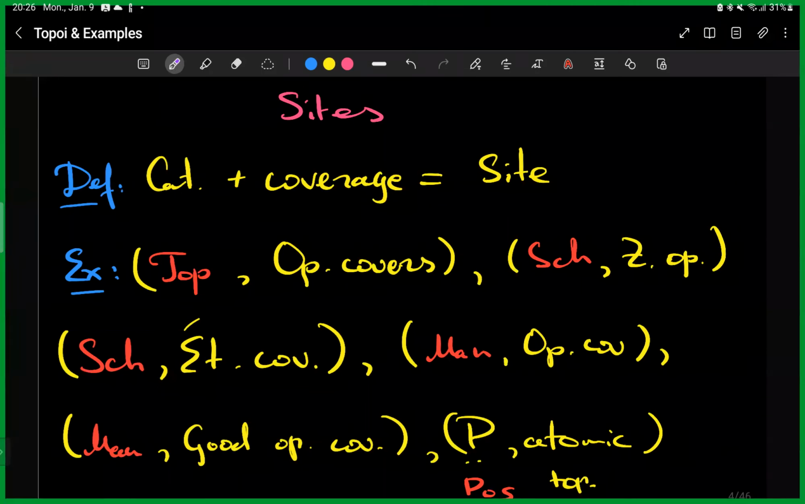We have schemes with étale covers. We have manifolds with open covers. We have manifolds with good open covers, which means that an intersection of any two elements in this cover is either diffeomorphic to a ball or is empty. And finally, just some exotic example. We can take any poset, consider it as a category, and give it an atomic topology, which means that we say that a subset is open if it consists of elements which are less or equal than a certain given element of a poset.